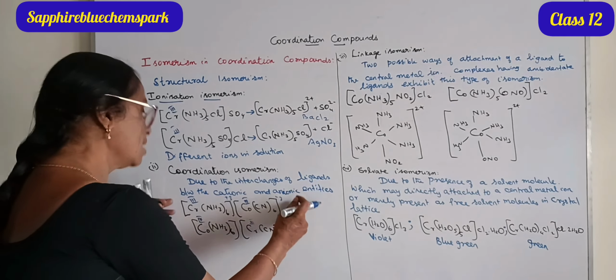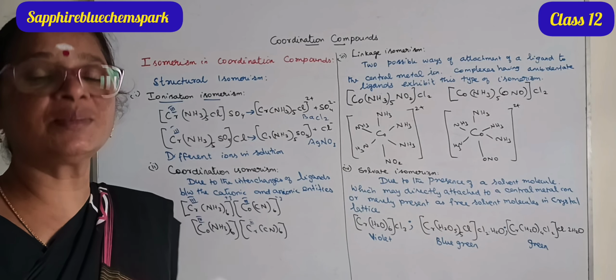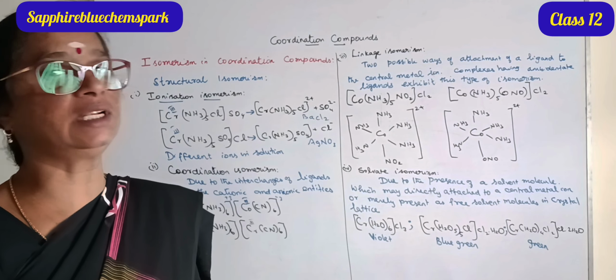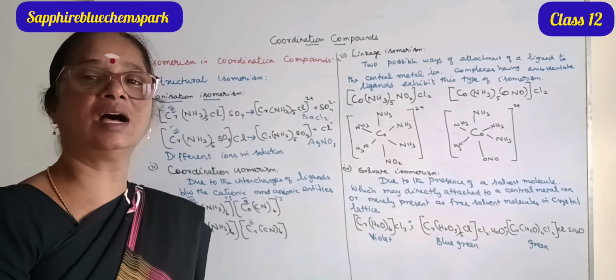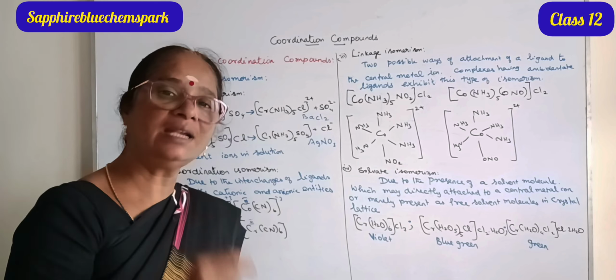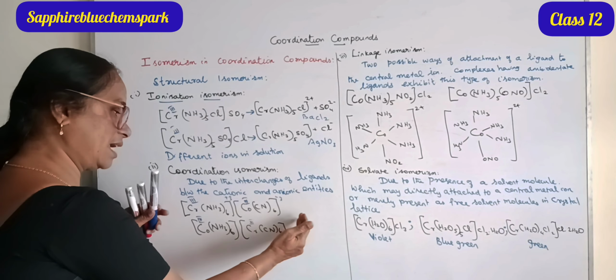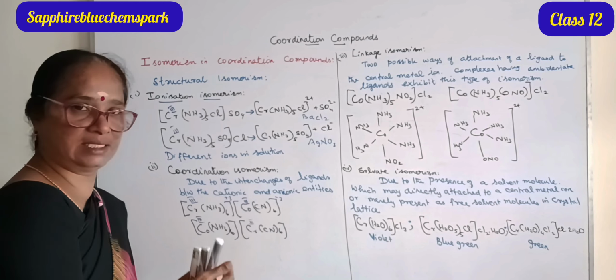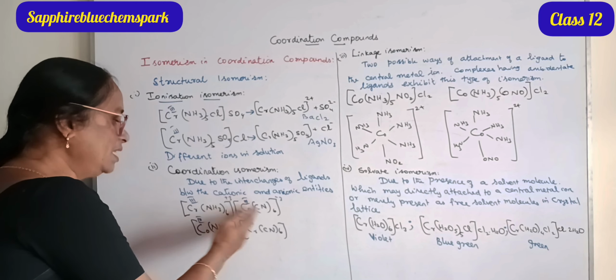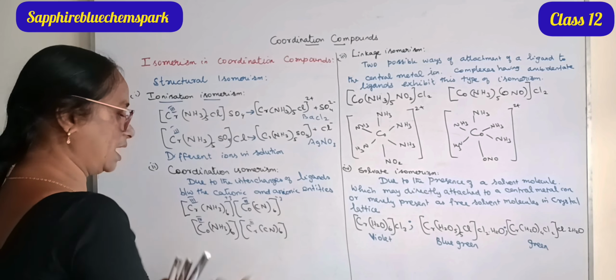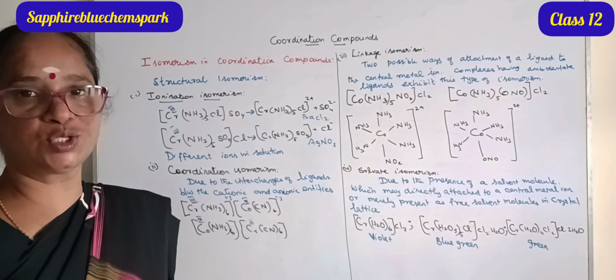So this coordination isomerism can be exhibited by complexes of the type where they have both cationic and anionic coordination entities. In this case, the ligands are exchanging themselves between the cation and anion entity. As a result of that, we are getting its isomer.